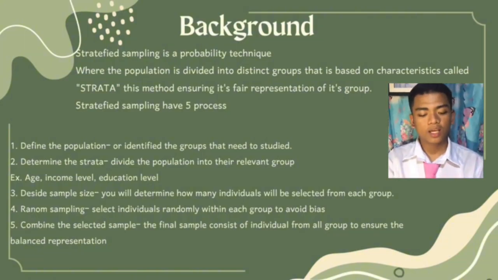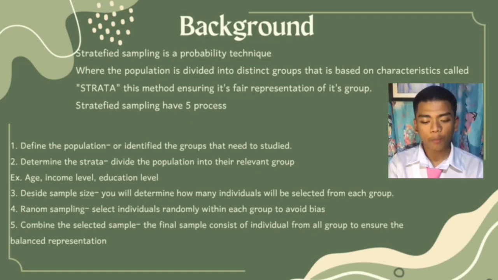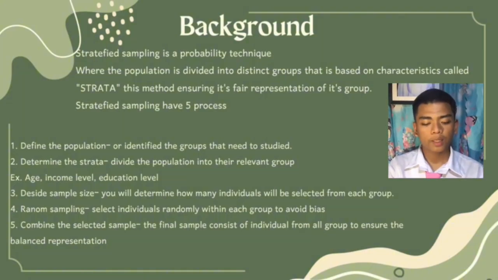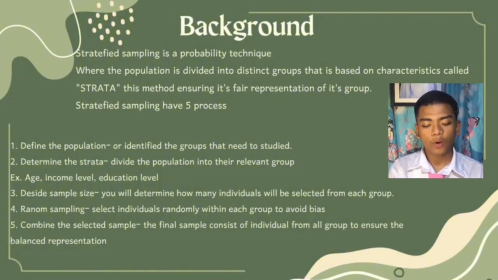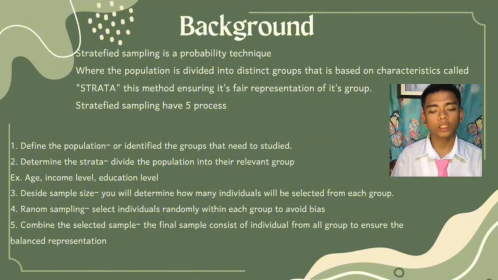3. Decide sample size. You will determine how many individuals will be selected from each group. 4. Random sampling. Select individuals randomly within each group to avoid bias. The purpose is ensuring representation, which guarantees that all important groups are included.